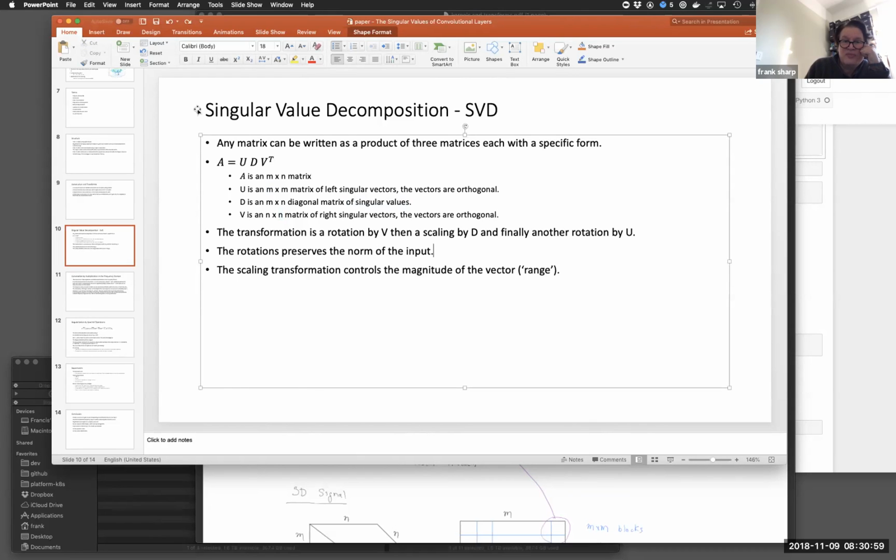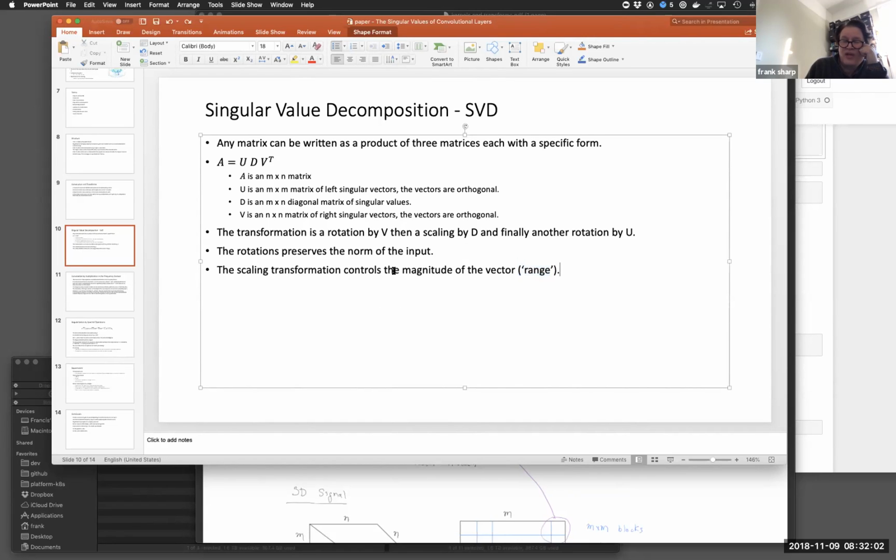Okay. So what do these matrices mean? The transformation can be thought of as a rotation by V, followed by a scaling by D, and finally another rotation by U. So these rotations are not changing the vector's length because they are unitary, I believe. But what changes the vector's length is this mid matrix, this scaling matrix, which is diagonal. The rotations preserve the norm of the input. So they don't change the input size. Only the scaling transformation controls the magnitude of the vector, which I've referred to as range in the past.